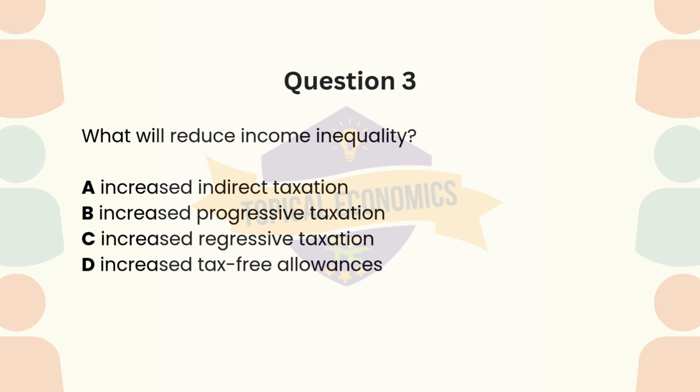Option C is increased regressive taxation. Now this would worsen income inequality because it places a heavier burden on lower income earners as they pay a larger percentage of their income compared to wealthier individuals. So this looks incorrect. Lastly, option D, increased tax-free allowances. Now while it may help lower income earners by providing some relief, it does not effectively address the disparity between high and low income earners, thereby failing to reduce the overall income inequality. So the correct answer for this question is option B.